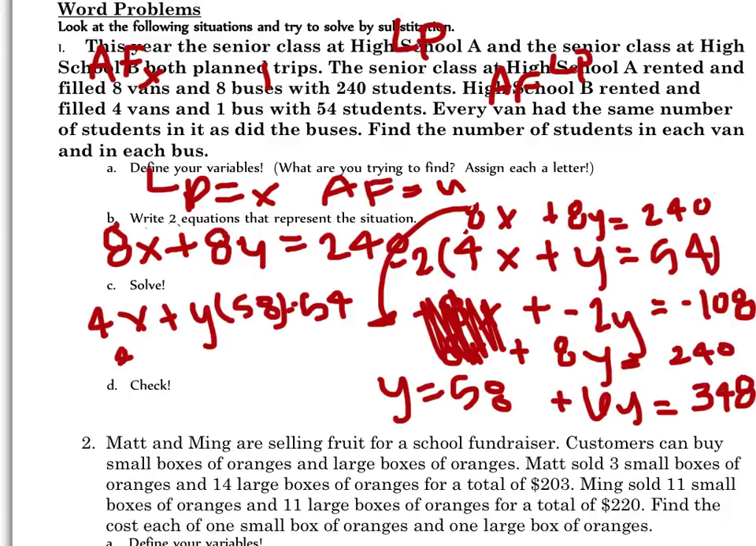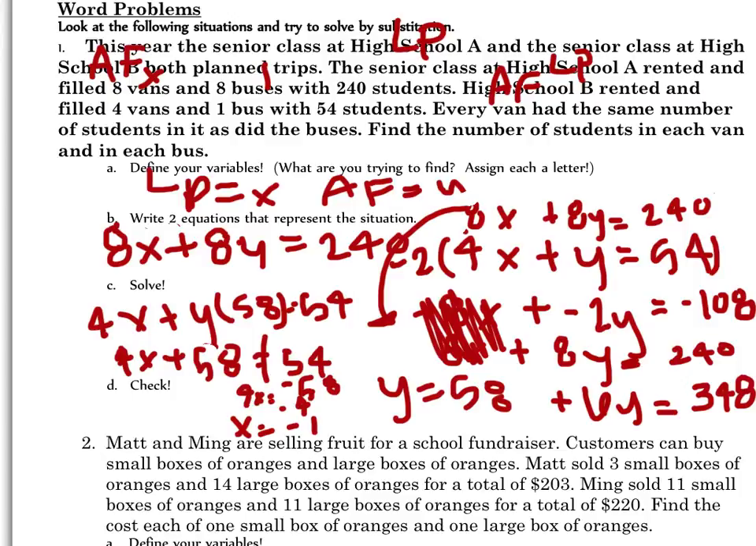So now it's 4x plus 58 equals 54. And then you're gonna play the switch and stay game, minus 58. 4x equals negative 4, which is just x equals negative 1. So then you're gonna plug that in. Can I just erase all this work? Hold on. Something happened up in here.